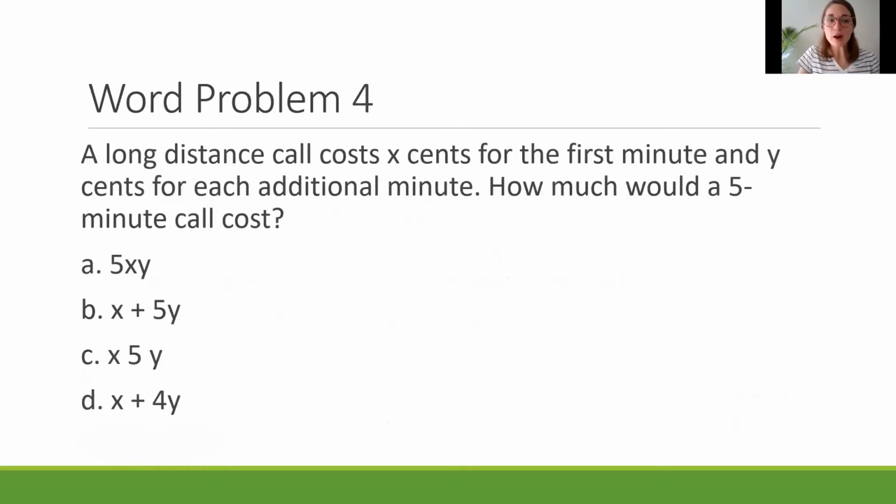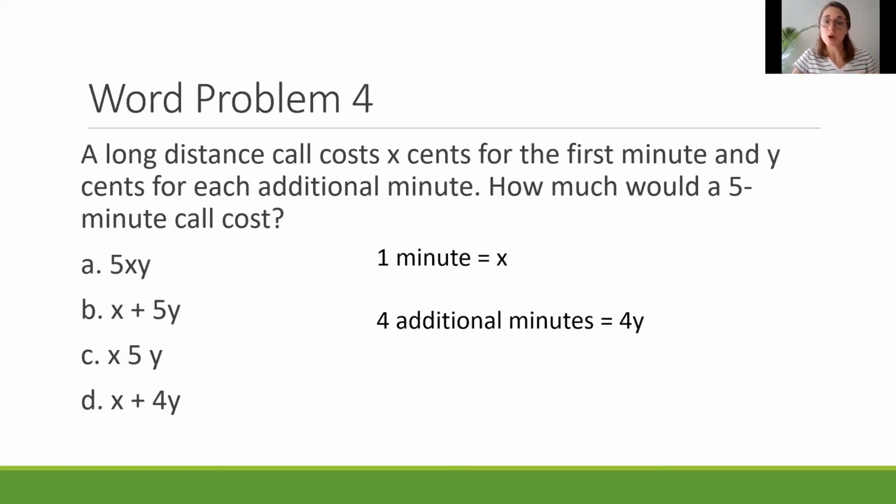For word problem 4, a long distance call costs X cents for the first minute and Y cents for each additional minute. How much would a 5-minute call cost? Now for this one, I need to look at my variables, X and Y, and I also need to look at how much time we're spending on this call, which is 5 total minutes. Now 1 minute we know is equal to X. And then each additional minute, so in our case, these 4 additional minutes, because we have 5 total, so we've done 1, we have 4 more. Those 4 additional minutes will each cost a value of Y cents.